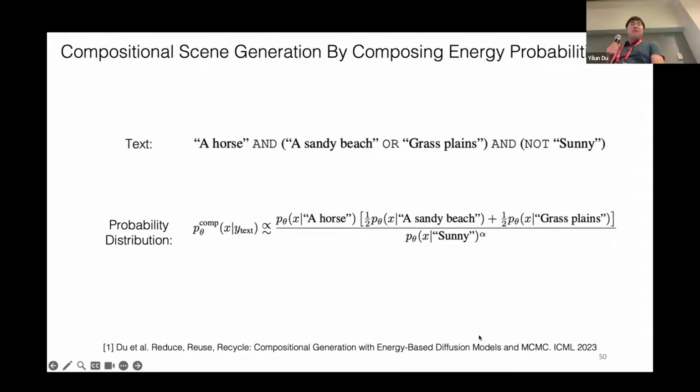What you can do is, if I want to generate a scene based off a more complex text description, for instance, a horse that is either on the sandy beach or grassy plains where it's not sunny, you can roughly parse this description into a set of logical operators, which you can convert into a composition of probability distributions. So drawing a sample from this complex text description is roughly similar to drawing it from the distribution of images given horse, multiplied by the distribution of the mixture of sandy beaches and grassy plains, divided by the distribution of the image being sunny.